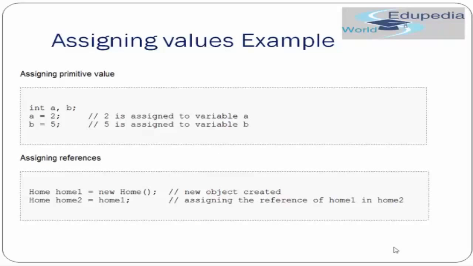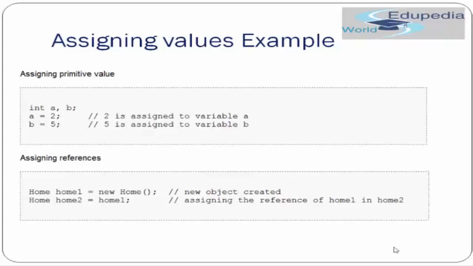So in memory we have the data, and home1 was pointing to the data. Now we have created a reference home2, and home2 is also pointing to the same location where home1 is pointing. So assigning references means pointing to the same memory location, because these are objects. So when we say home2 equals to home1, in this case it is assigning to the same memory location.